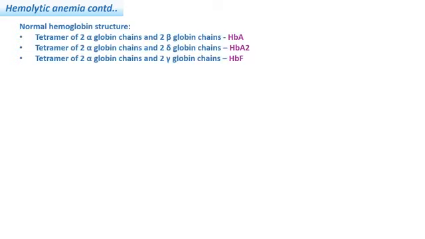Let us discuss the normal hemoglobin structure. What you see in the normal hemoglobin, there is a tetramer of amino acid chains: two alpha globin chains and two beta globin chains forming hemoglobin A. Two alpha globin chains and two delta globin chains forming hemoglobin A2, and two alpha globin chains and two gamma globin chains forming hemoglobin F.